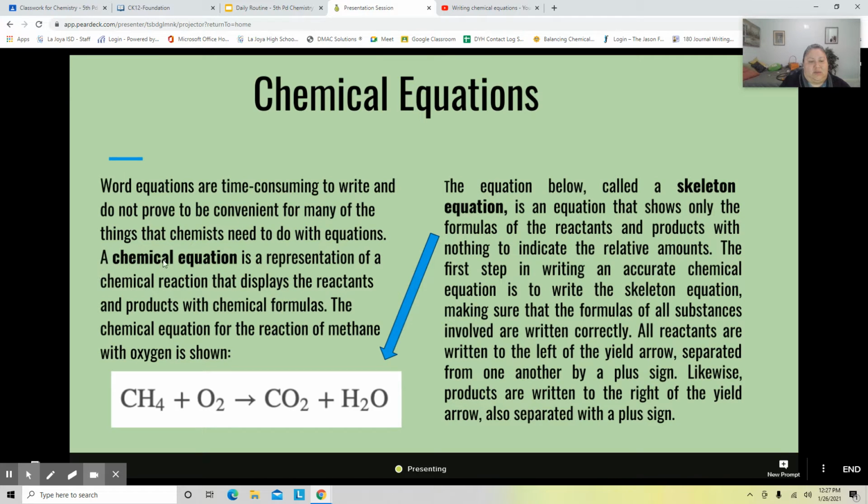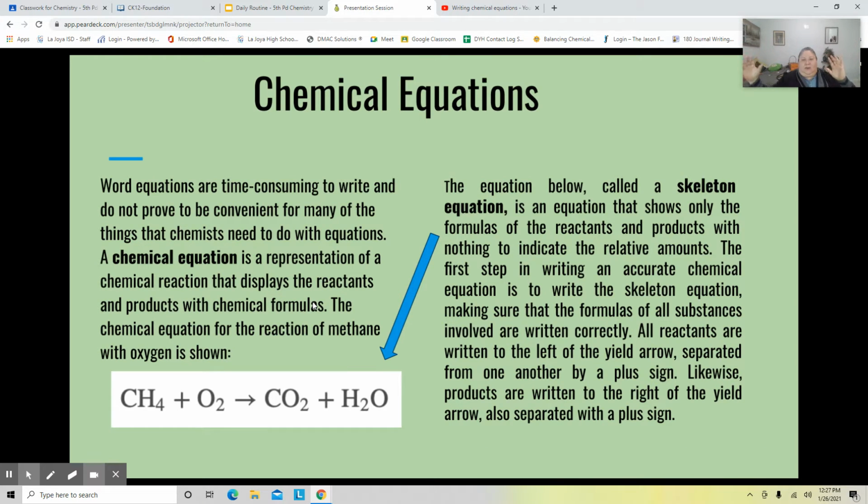A chemical equation is a representation of a chemical reaction that tells us the reactants and the products with chemical formulas. So we're moving on. Yesterday was all about a word equation where we would have the names of the compounds that were reacting. Now we're moving on to the next step. Instead of the name of the compound, now we're looking at the chemical formula for the compound, whether it's a reactant or a product.